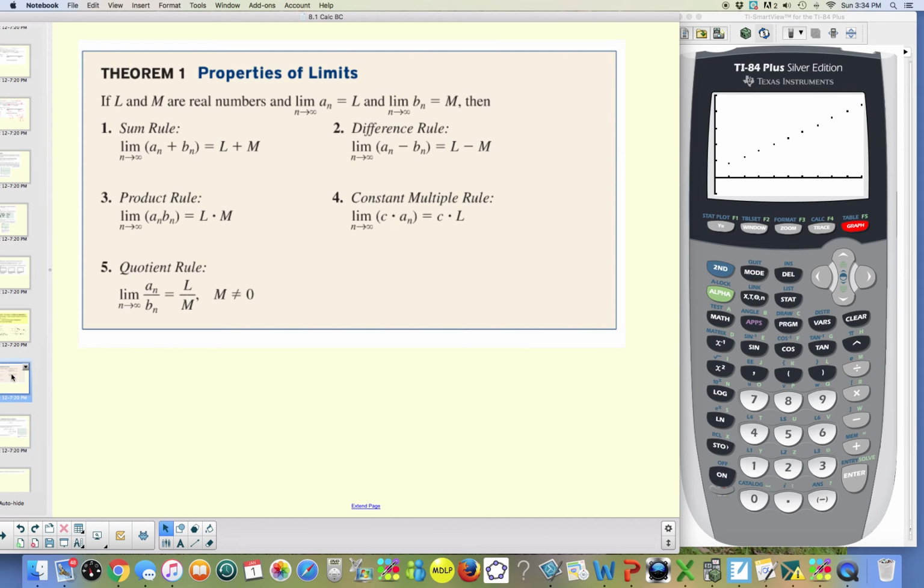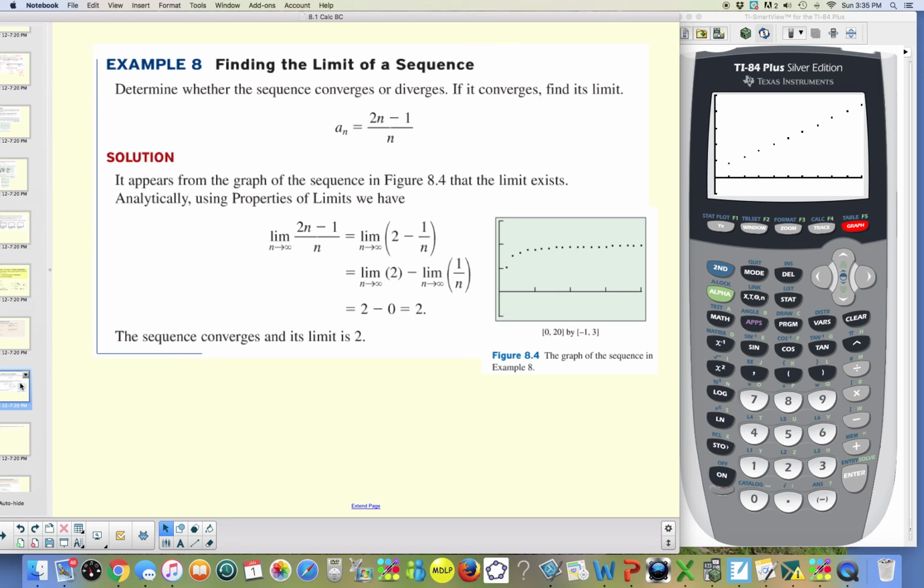Now the properties of limits for sequences are such that if you have the limit of two sequences being added, then you're just adding the limit of each sequence together. There's also the difference rule, product rule, constant multiple rule, and quotient rule. Let's take a look at finding the limit of this sequence.